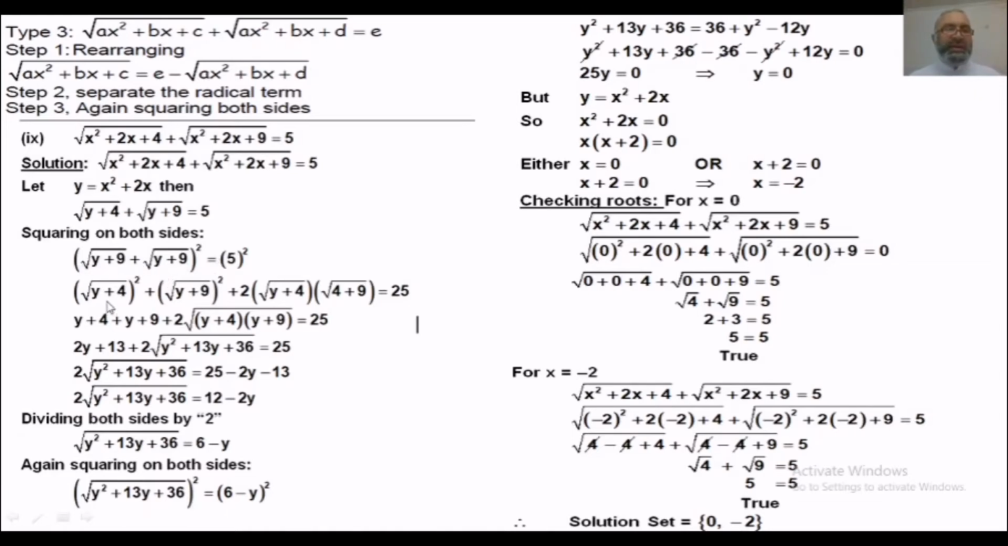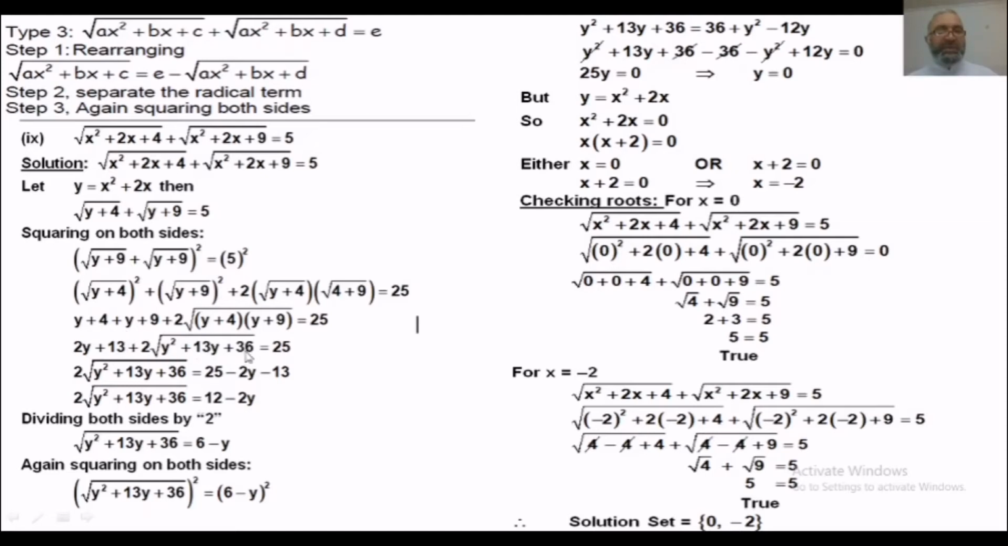We get a square plus b square plus 2 into first term, square root of y plus 4, into second term, square root of y plus 9, is equal to 5 square, 25. So expanding and simplifying these terms, square root and square cancel, we get y plus 4 plus y plus 9 plus 2 into square root of (y plus 4)(y plus 9) is equal to 25.